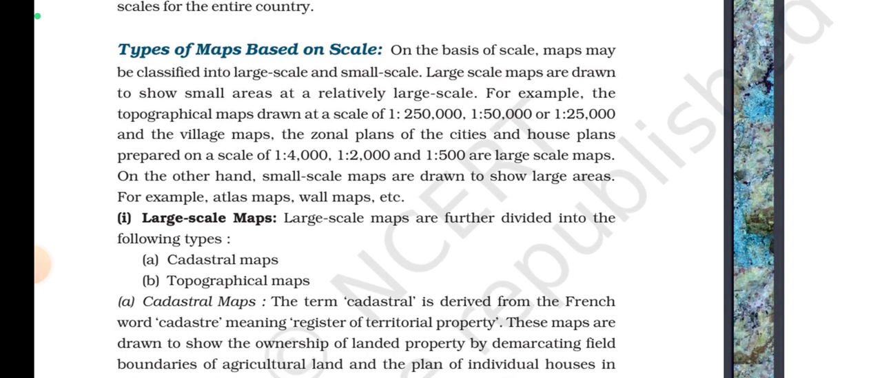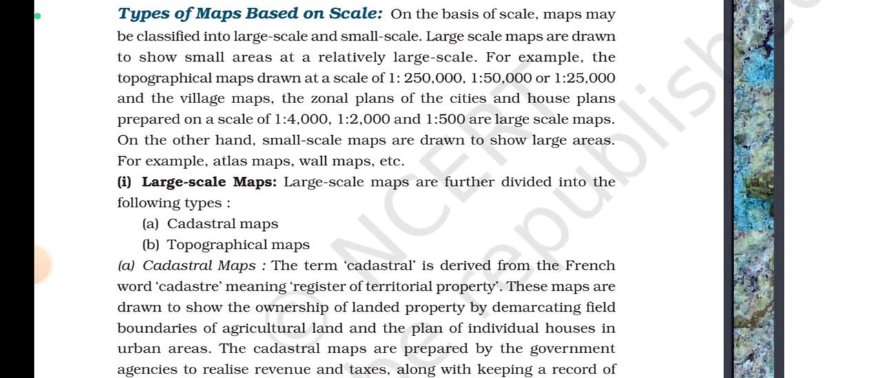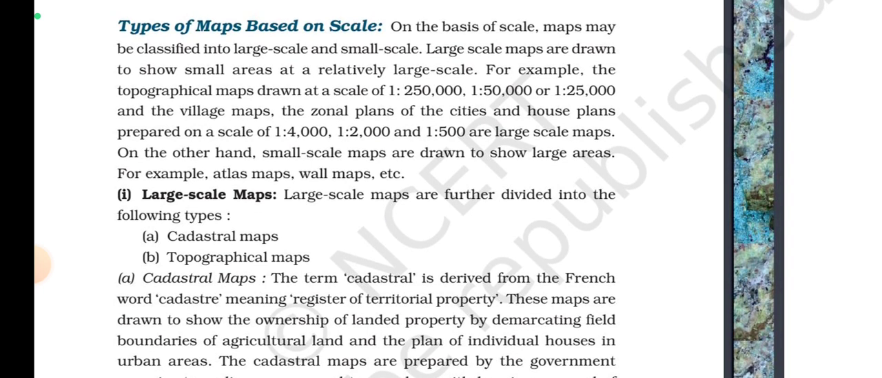Okay, then types of maps based on scale. On the basis of scale, maps may be classified into large scale and small scale maps. Large scale maps are drawn to show small areas at a relatively large scale. For example, the topographical maps drawn at a scale of 1 is to 250,000, 1 is to 50,000 and 1 is to 25,000, and the village maps, the zonal maps of the cities, and house map plans prepared on a scale of 1 is to 4,000, 1 is to 2,000 and 1 is to 500 are large scale maps.